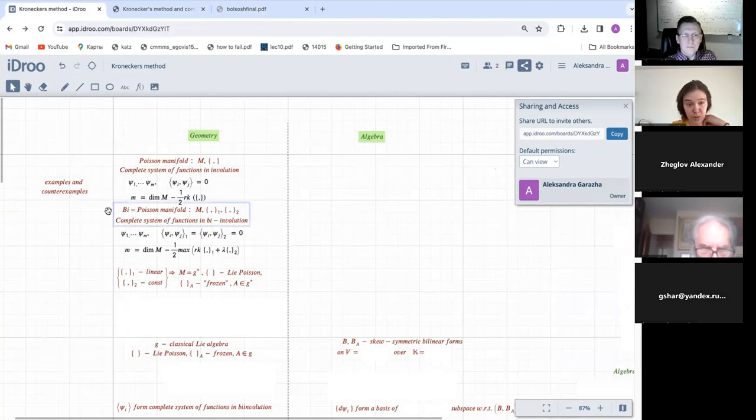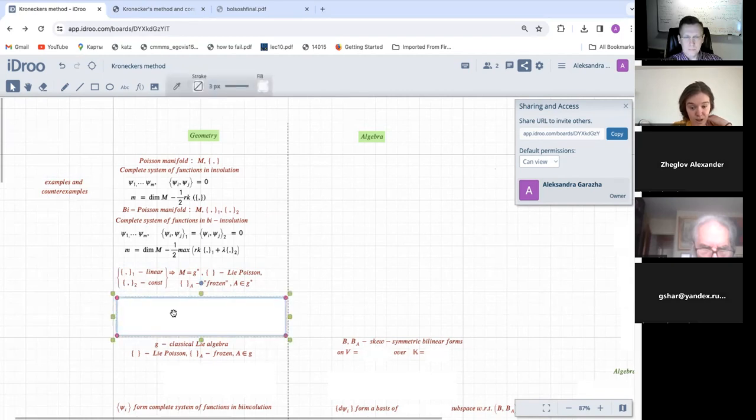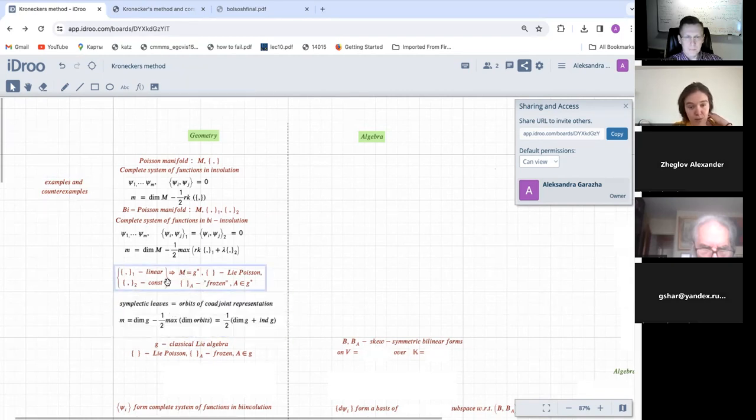So now we understood that we want to solve this problem with bi-Poisson manifolds, and that it's hard. And we try to simplify it like that. What does it mean? If our Poisson manifold is dual to some Lie algebra, then the linear bracket is just the Lie-Poisson bracket. I will show later how it looks.